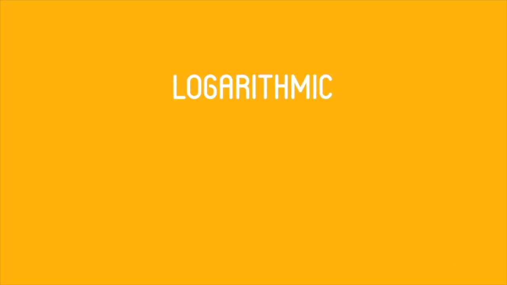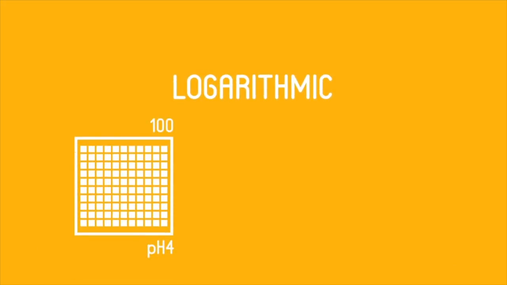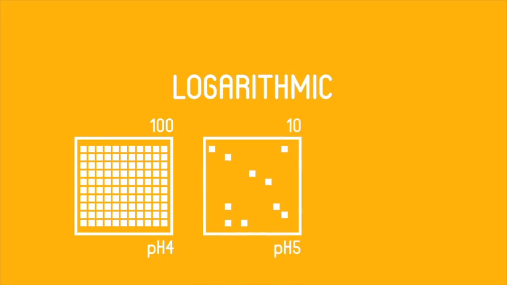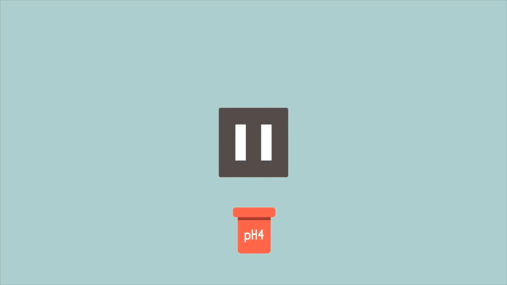The pH scale is logarithmic, meaning that for each change of 1 unit of pH, there is a 10-fold change in acidity. To understand its logarithmic nature, consider this. You have collected a bucket full of acid rain with a pH of 4, and you want to make it less acidic for watering your garden. How much neutral water must you add to make the pH change from 4 to 5? Pause the video and think.